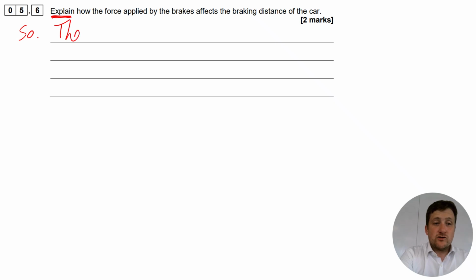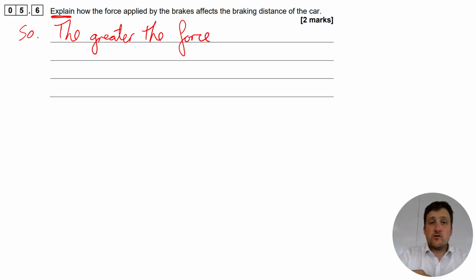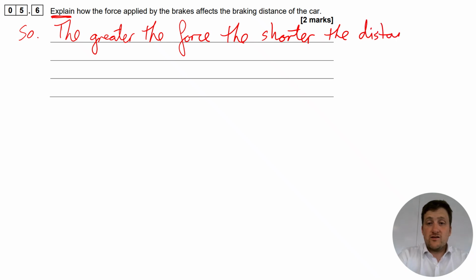The greater the force, the more force the brakes have. So the more force the brakes put onto the tyres, the shorter the braking distance. Okay? That's your description, that's not an explanation. So therefore you need to say "so", that makes an explanation.